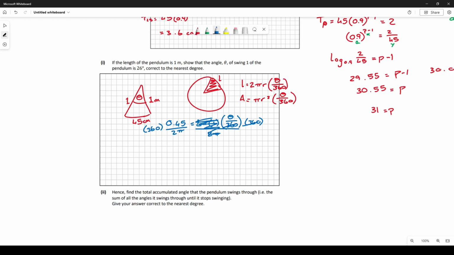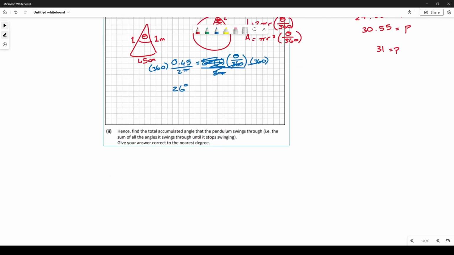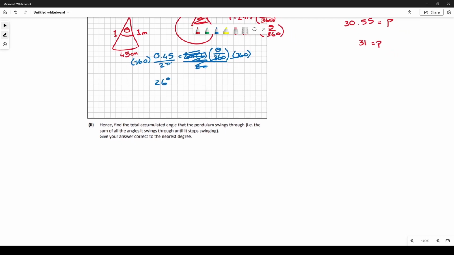360 multiplied by 0.45 over 2 pi. Close the bracket. 25.78. Corrected to the nearest degree is 26. Cool. Hence, find the total accumulated angle that the pendulum swings through, i.e. the sum of all the angles it swings through until it stops swinging. I think we can all safely assume that's S infinity. We can use the S infinity, as I said before, because the OR is between 1 and -1. It is 0.9. It is fine to use S infinity.